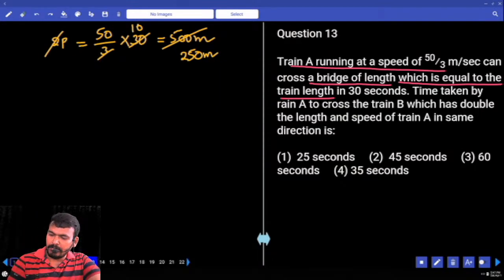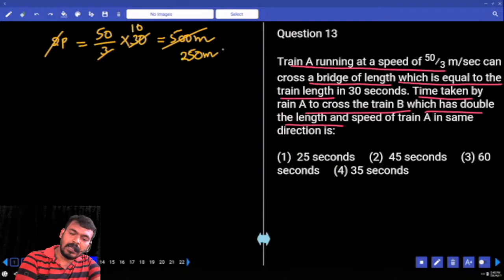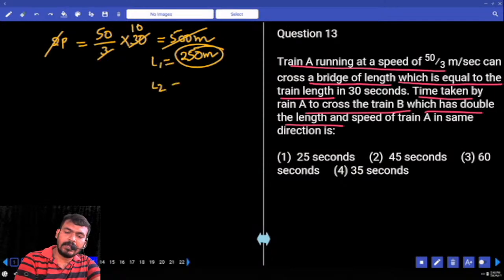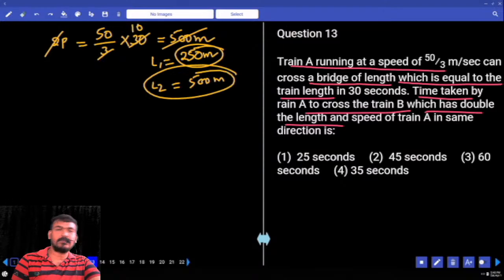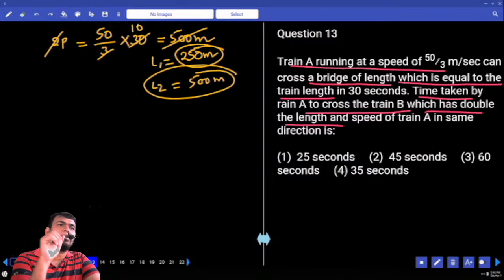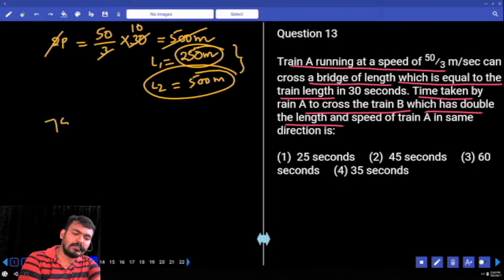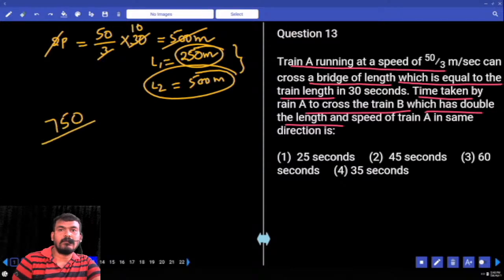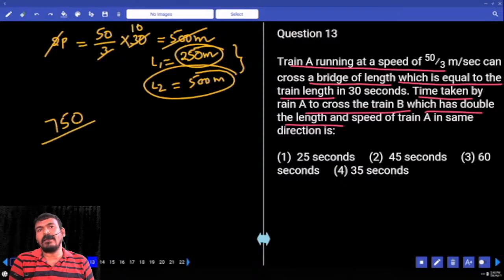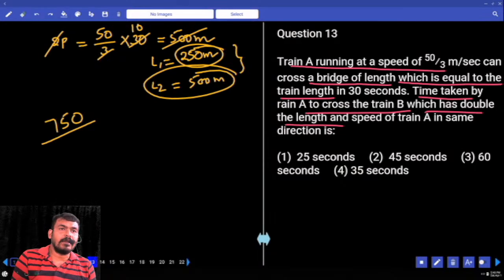What is the next point? Time taken by train A to cross train B which has double the length. Double the length. Already first train length is 250, so second train length is how much? 500 meters. When a train passes another train, the total distance is the sum of the two train lengths. What is the sum of the two train lengths? 750. That will be passed by only train A or train B? Train A.